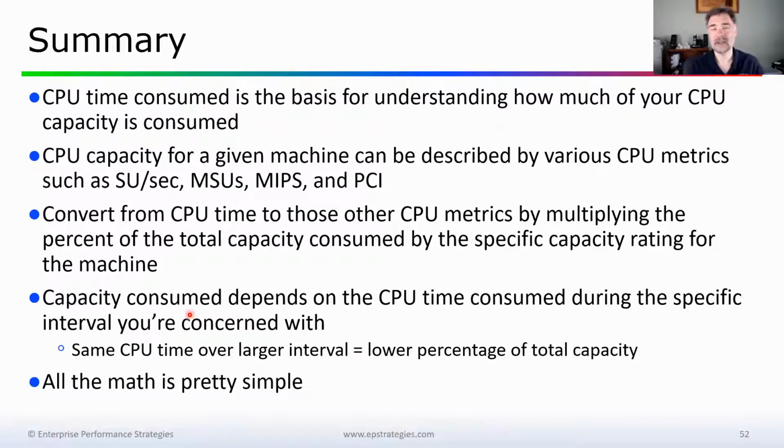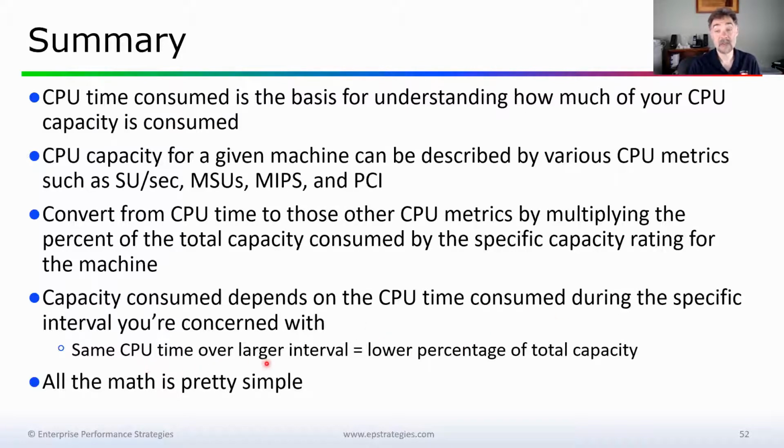So in summary, the CPU time consumed is the basis for understanding how much of your CPU capacity is consumed. And CPU capacity for a given machine can be described via these various CPU metrics such as service units per second, MSUs, MIPS, and PCI, all of which are the single number metrics that derive from the LSPR test. And converting from CPU time to those other metrics is really a point of multiplying the percent of the total capacity consumed by the specific capacity rating. And the capacity consumed depends on the CPU time consumed during the specific interval you're concerned with.